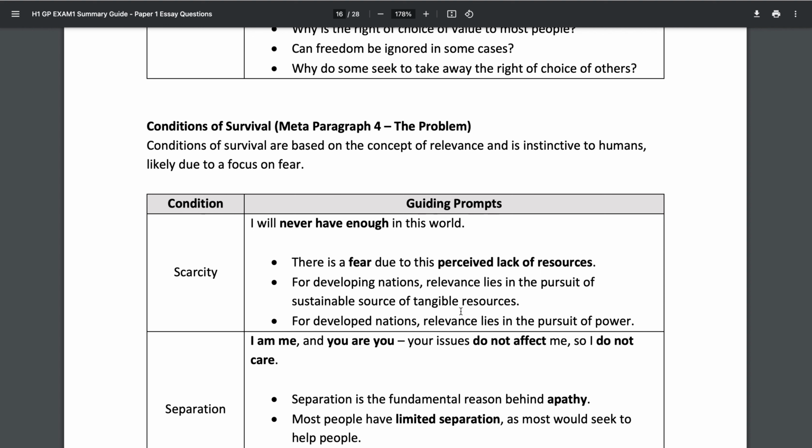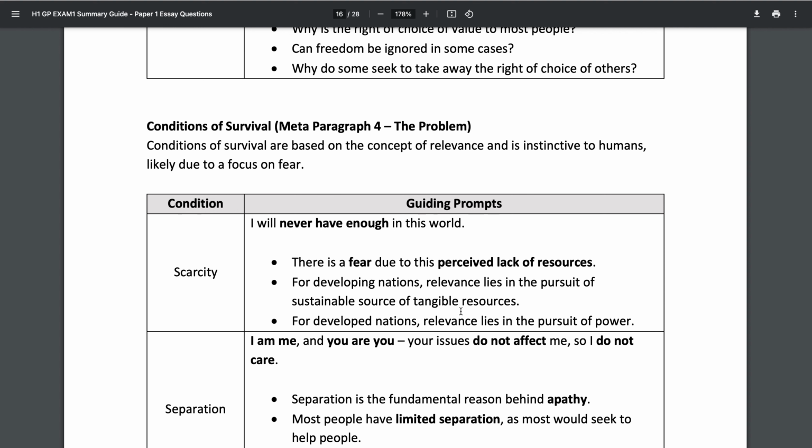Okay, so this is talking about condition of survival. Condition of survival is on the basis that relevance and instinct is natural to all humans, and therefore we gain a fear from it. It is because of this fear that problems all across the world, regardless of topic, regardless of idea, problems occur because of fear.